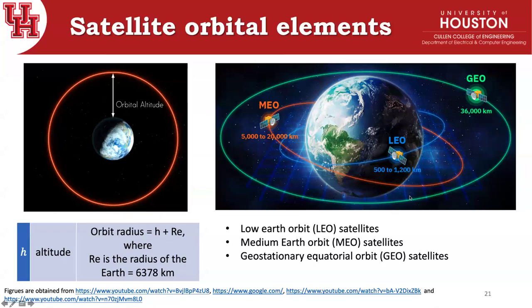As you can see, for the LEO satellites, their altitude ranges from approximately 500 to 1200 kilometers, and for the MEO satellites, their altitude ranges from 5,000 to 20,000 kilometers. And the GEO satellite is located at approximately 36,000 kilometers, which synchronizes with the Earth's rotation, maintaining a fixed position relative to the surface of the Earth.